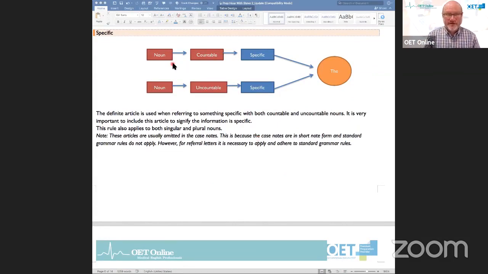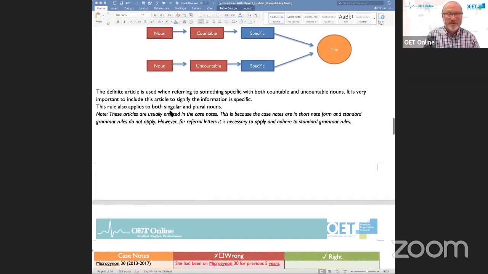So for specific cases, whether it's a countable or an uncountable noun doesn't matter. If it's specific, we're going to use the definite article. For both countable and uncountable, we're going to use "the". And it's very important to include this because it really does tell us that it's been mentioned before or it's something known to the reader. It applies to both singular and plural forms.